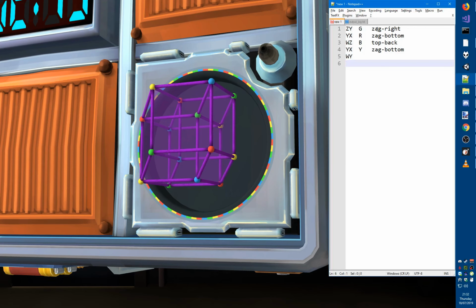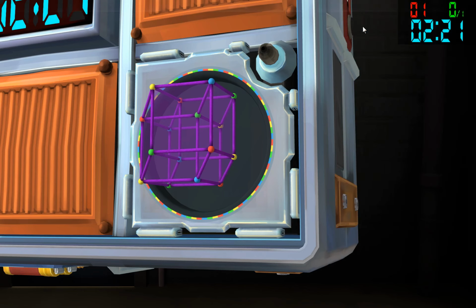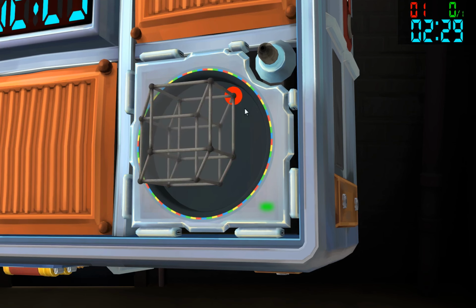it still wants the zag right green, but the green might not be in the same place as it was last time. Last time it was here, but that one's yellow now. So now the correct answer is this one here, because that one's green.